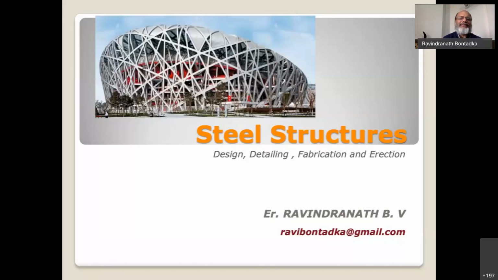On the screen, you will see a very beautiful building. We all know that it is from the Beijing Olympics, a steel structure built for the Olympics, especially the arena area, and it resembles a bird's nest. The way it has been created as a bird's nest in steel is really mesmerizing. Probably we can take a lesson from all this and then go forward.